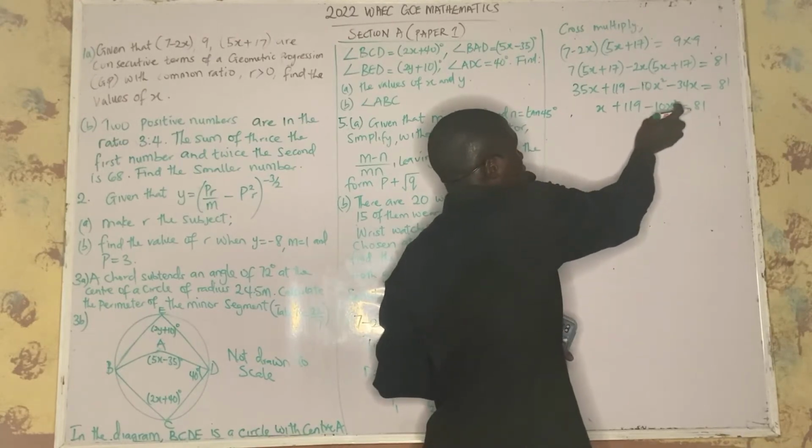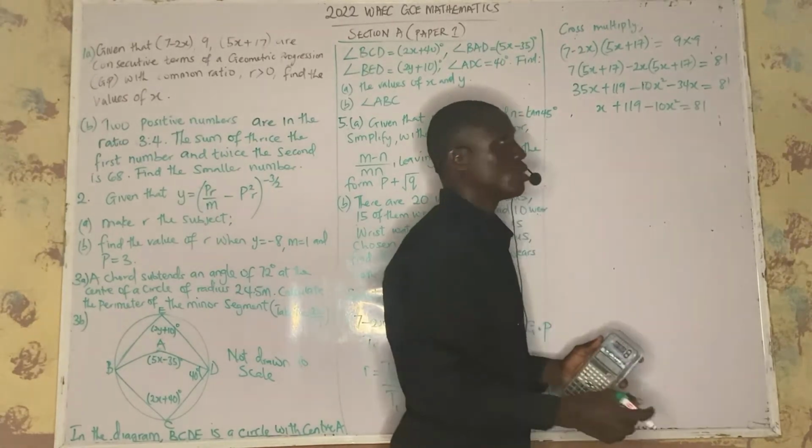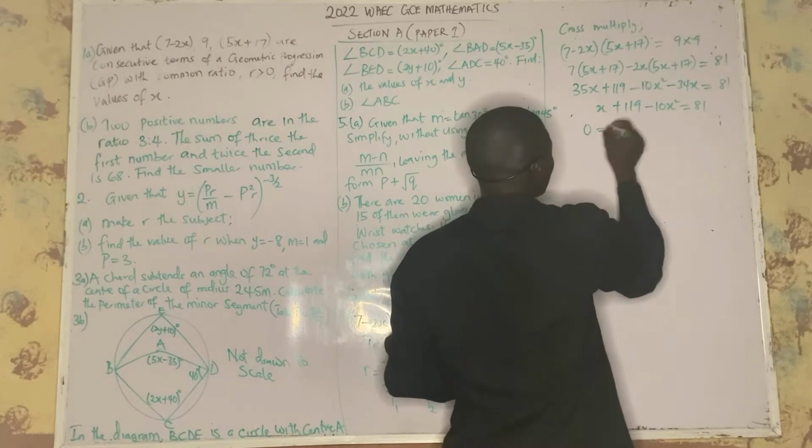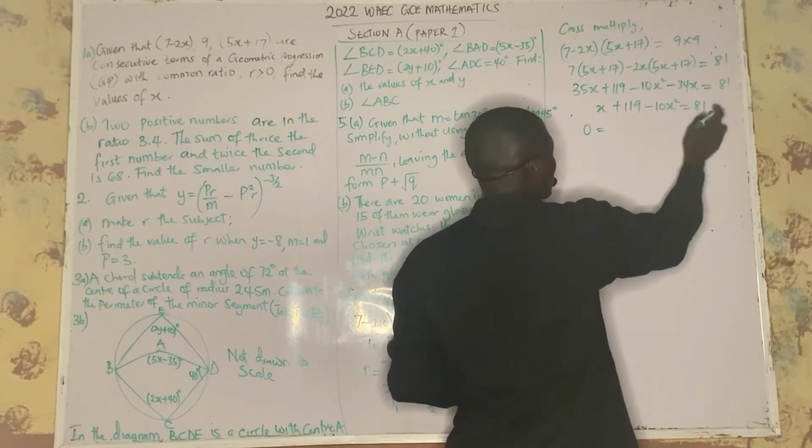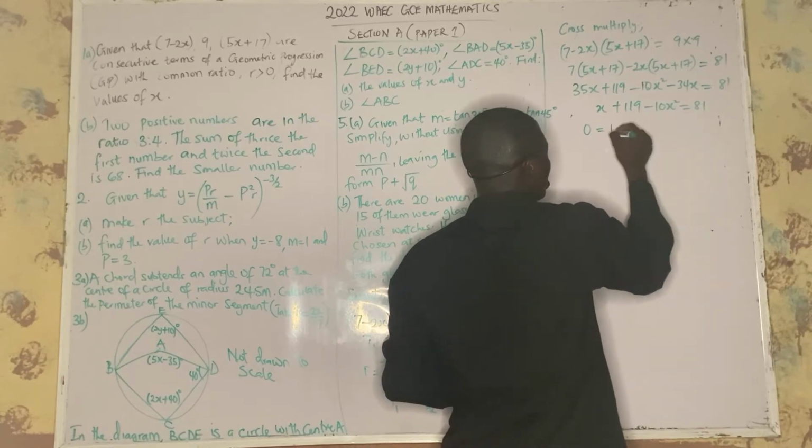All the entries here to the other side. So we are going to have what? 0 is equal to, when you transfer this, it's going to be minus 10x squared. When you cross this bridge, 0 is equal to 10x squared.